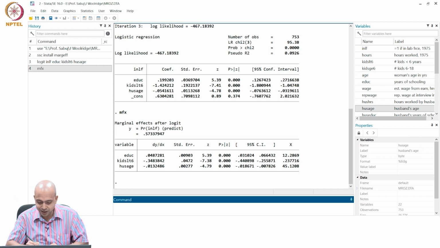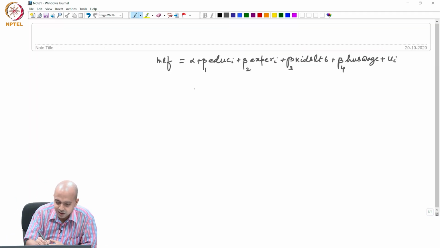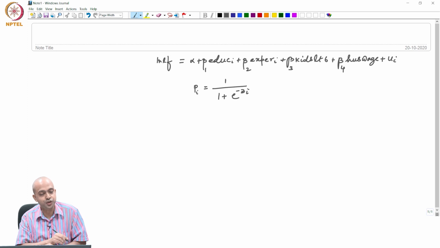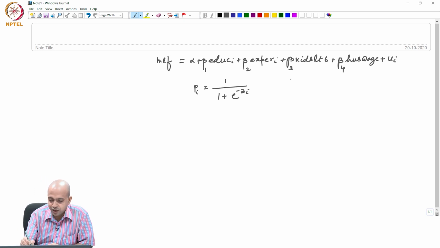Okay. Similarly, in this context, when you are saying that pi equals, let us say, for the logit model, pi equals 1 by 1 plus e to the power minus zi, this is your logit model, okay, where zi is basically your alpha plus beta xi.